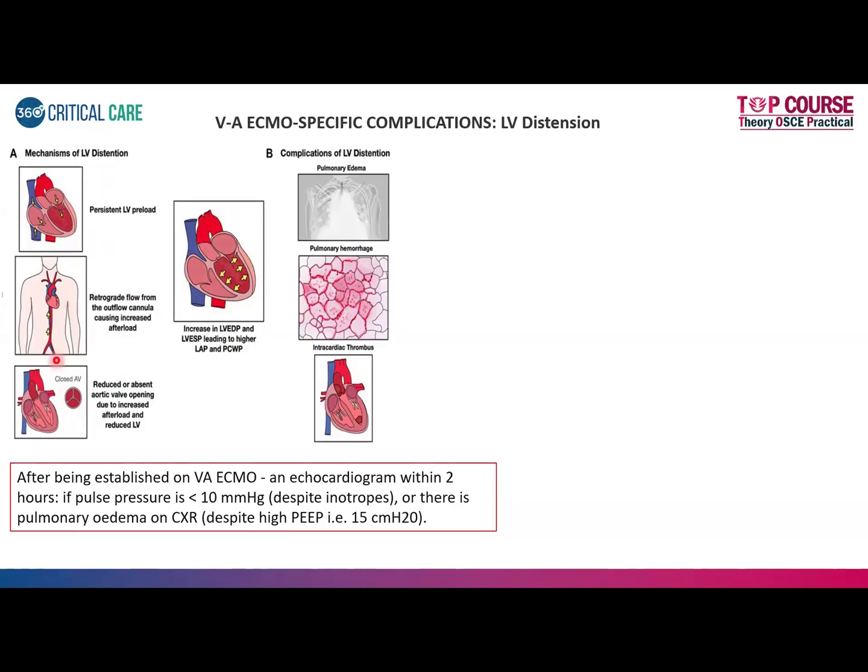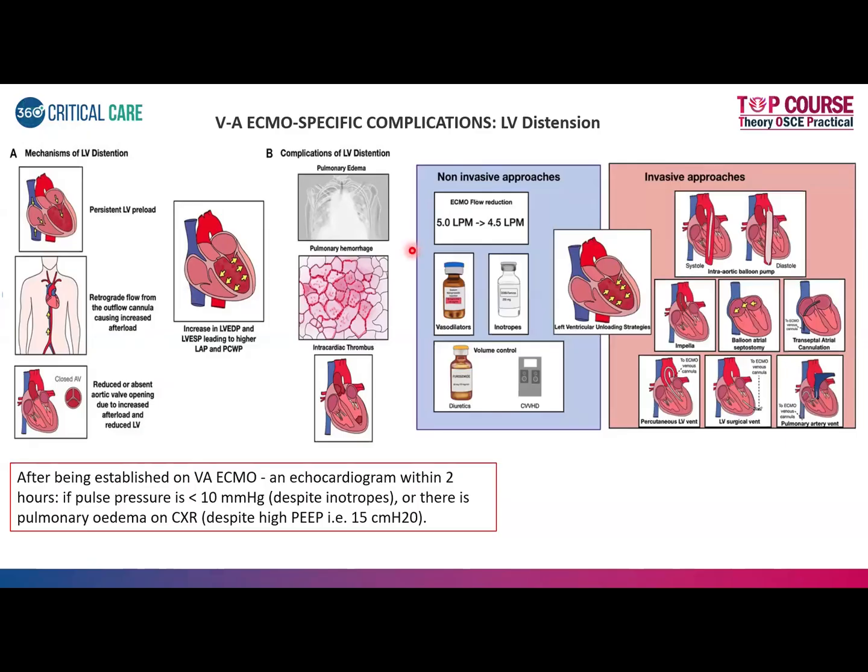Apart from that, there could also be reduced or absent aortic valve opening, due to increased afterload and reduced left ventricular function. Together these can result in LV distension, and the patient can present with pulmonary hemorrhage, pulmonary edema, or even a thrombus. So how do you diagnose it? An echo within 2 hours has to be obtained after the patient goes on ECMO. If the pulse pressure is less than 10 millimeters of mercury despite inotropes, or there is pulmonary edema on chest X-ray despite a high PEEP, then we think of LV distension.